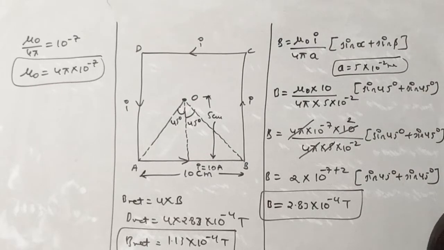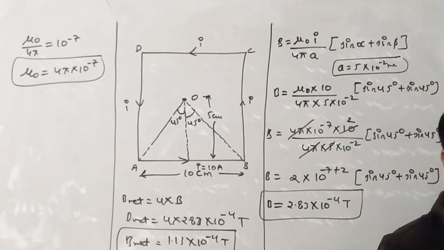Moving forward, my dear student, write down the next question. Two long parallel wires are placed at a distance of 16 centimeter from each other.